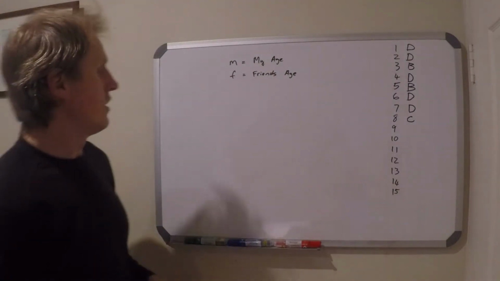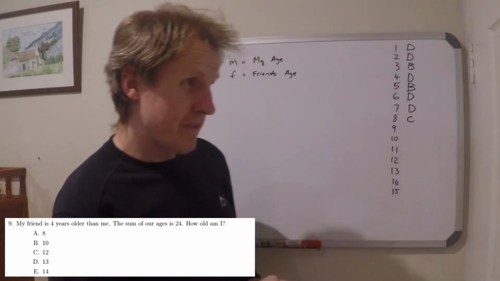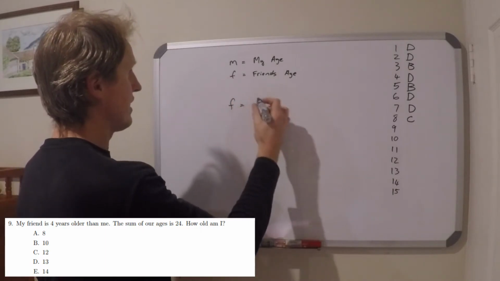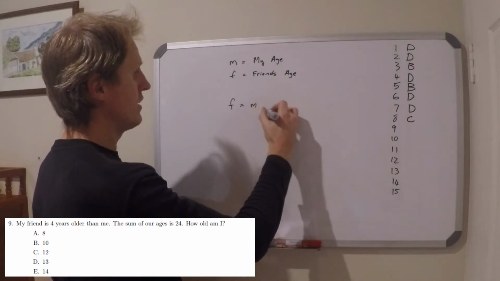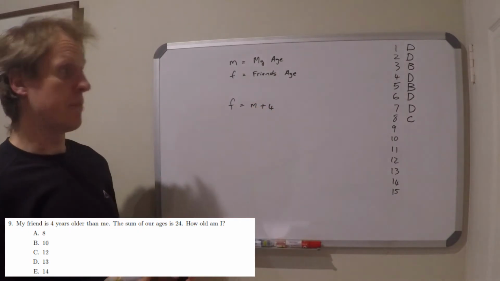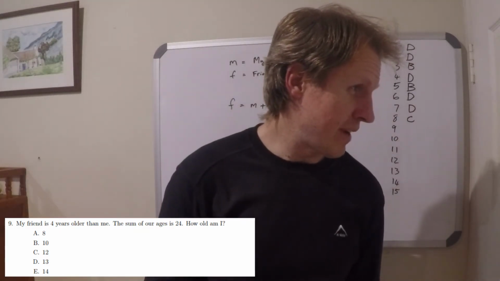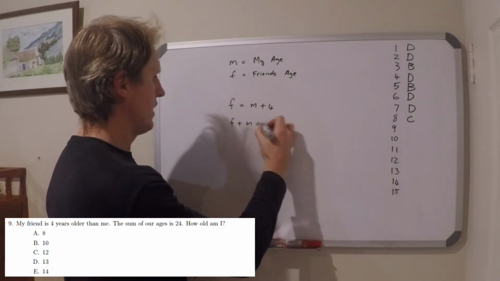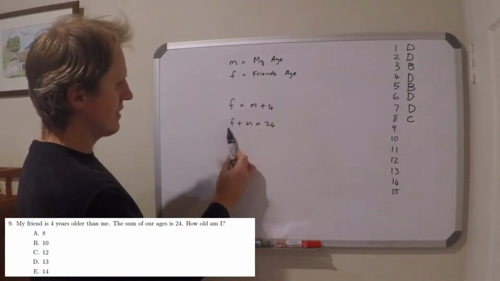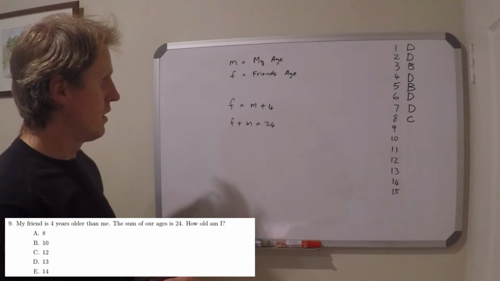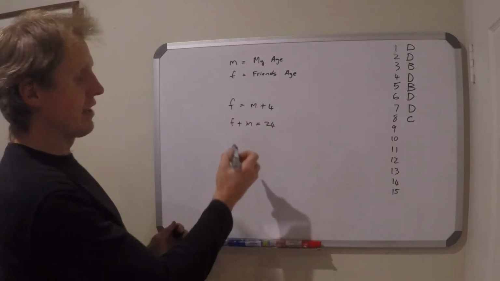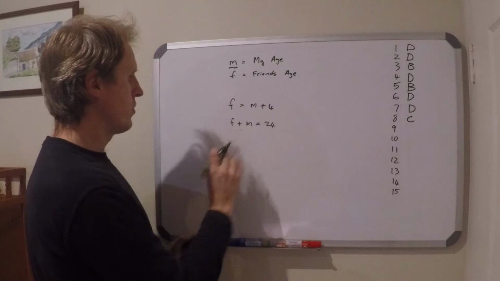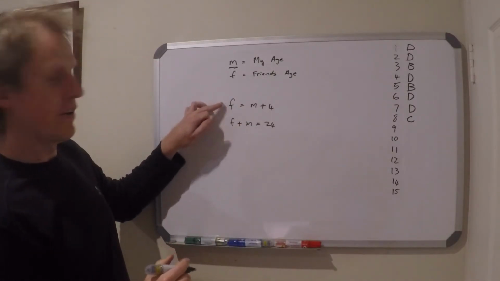Okay, so the first part of the question says my friend is 4 years older than me. So my friend's age is equal to my age plus 4. He's 4 years older than me. The next part of the question says the sum of our ages is 24. So F plus M equals 24. My friend's age plus my age is 24. Okay, so now how do we calculate? The question asks us to find my age. So what we need to do is eliminate the variable F.